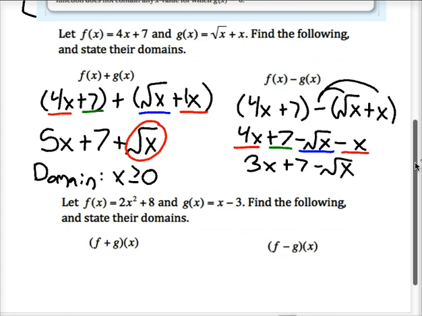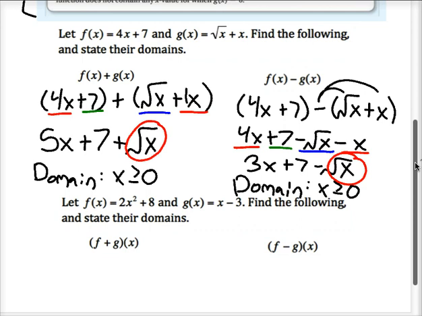All right, and just like I said before, the final thing is domain. And again, we have that same issue. We still have a square root of x in there. So we still have to make sure that we're not taking the square root of a negative number. So we have to make sure that we're only using x's greater than or equal to 0.